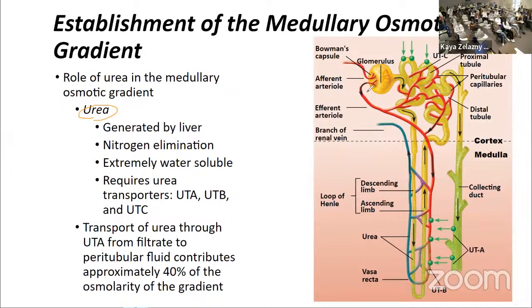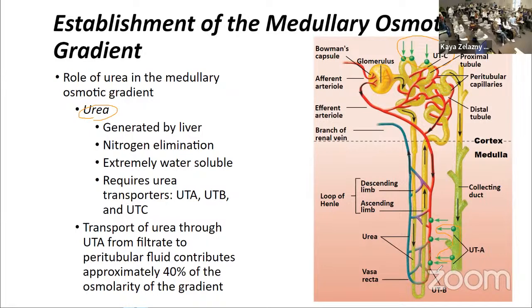However, for it to travel across cell membranes, it needs transporters, okay? So there are three kinds, UTA, UTB, and UTC. I don't really need you to memorize those for the purposes of this course, but you should know that there are these transporters, there are different ones in different locations. So here we see UTC transporters in the proximal tubule. We see UTA transporters in the collecting duct.